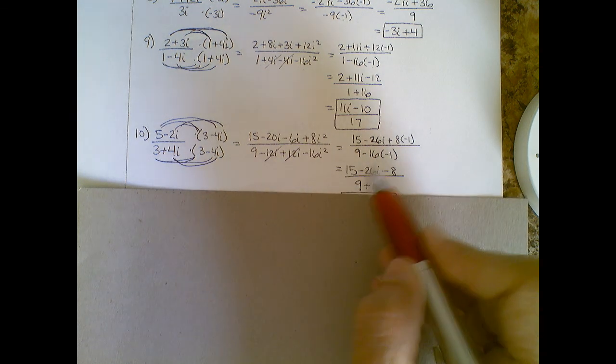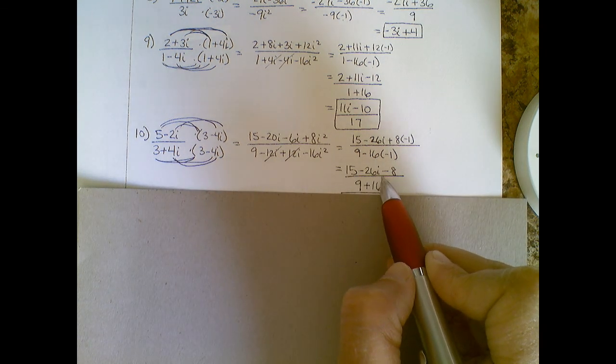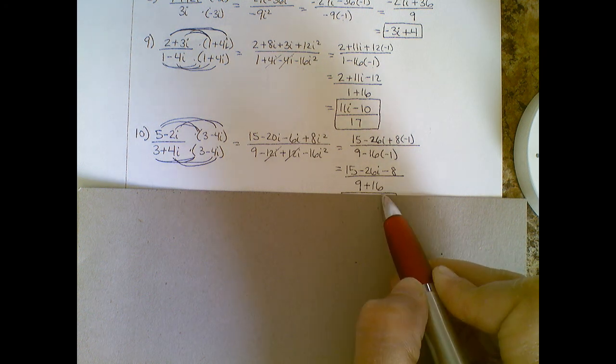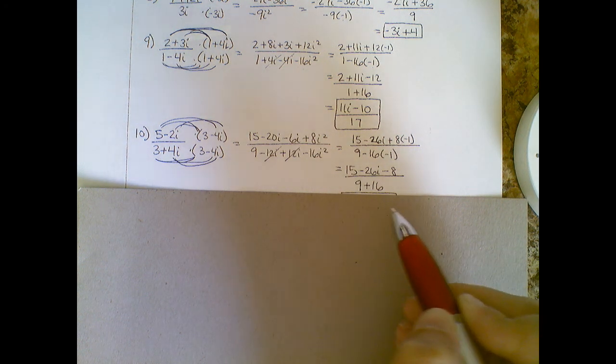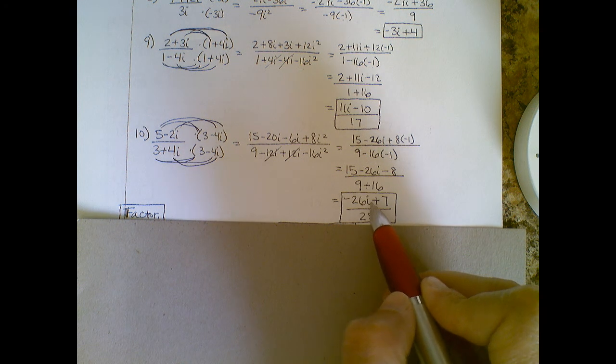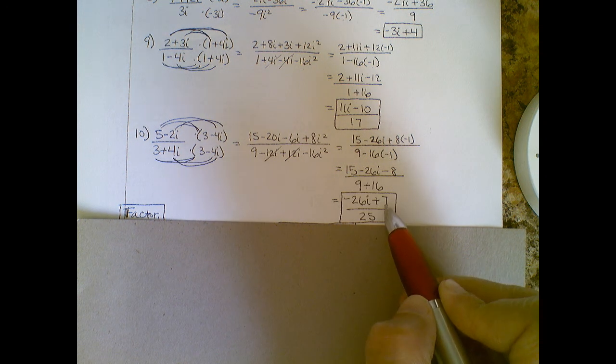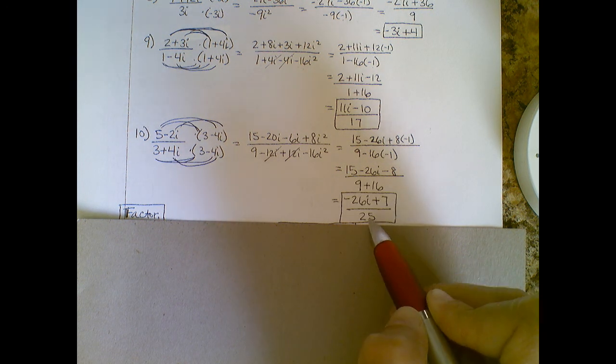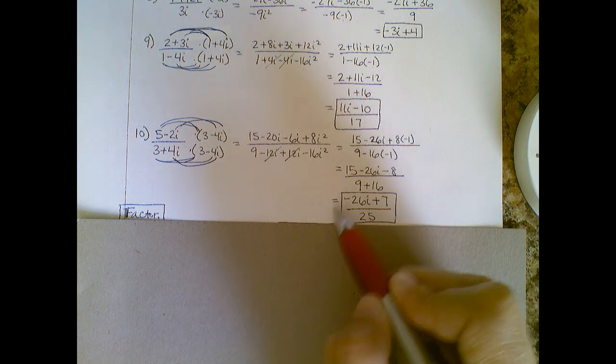So then we're left with 15 minus 26i minus 8, and then 9 plus 16. And then from here, combine our like terms, and we get negative 26i, and then 15 minus 8 is 7, and then 9 plus 16 is 25, and that is our final answer.